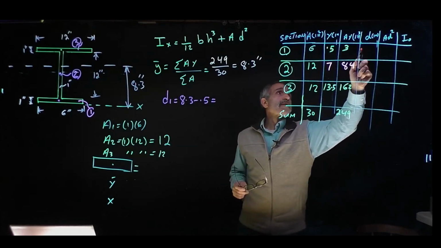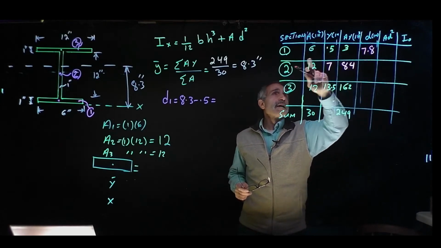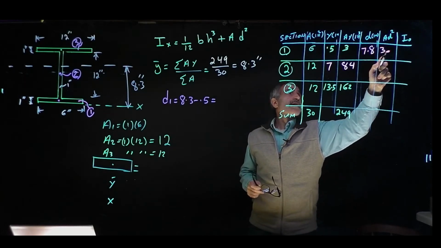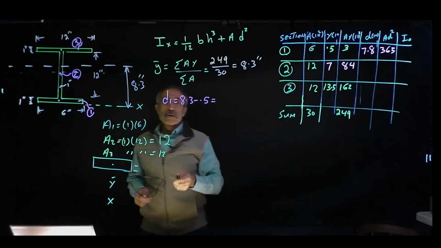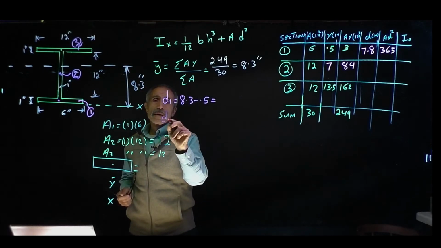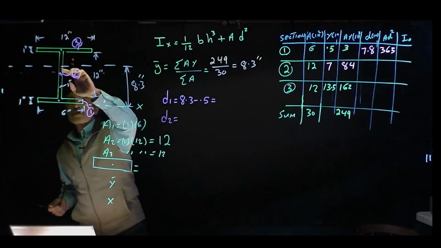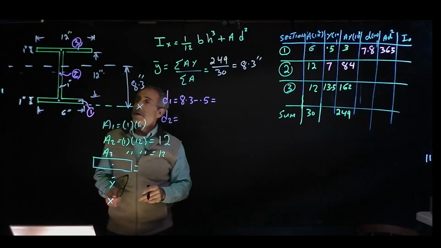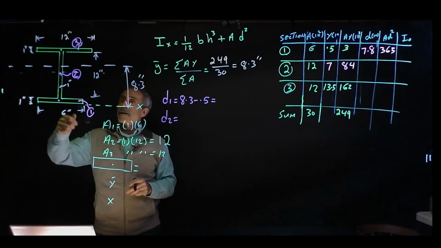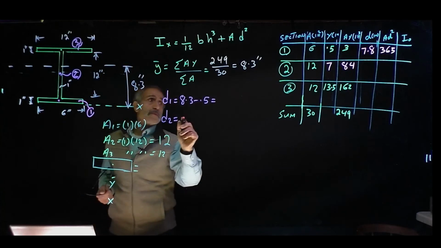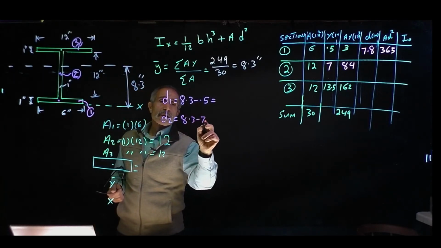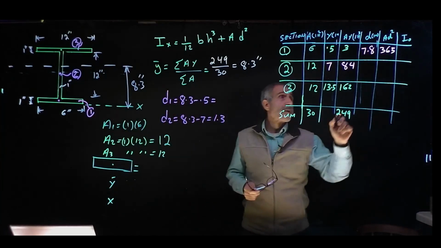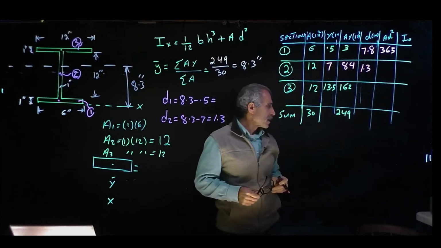So we have 7.8 right here, and A times D squared comes out to 365. So let's go ahead and find D2. D2 is the center of this shape to the neutral axis. The center of this shape is, we said, 7. So it's 8.3 minus 7, which is 1.3. So I got 1.3 right there.